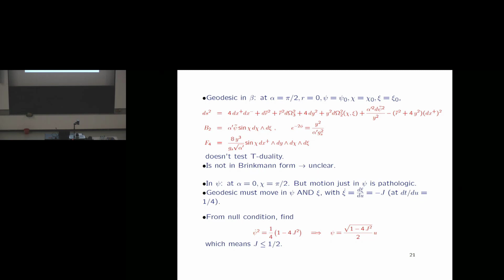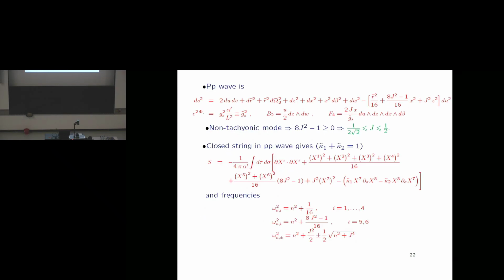And in the third one, which should have been the one corresponding to closed strings, we find that we cannot have motion just in this direction. The motion just in this direction is pathological. We have to consider motion in psi and psi, so two of them together, with the relation between the two of them defined by a parameter j. And then from the null condition, from the condition that the Penrose limit gives a null geodesic, we find that this j has to be less than a half. But on the other hand, in order to have a non-tachyonic mode, j must be greater than 1 over 2 root 2. So we have a range of j's for the ratio of the motion in the two isometry directions. And the corresponding PP wave is given here. We find, again, the closed string action in this and the eigenfrequencies.